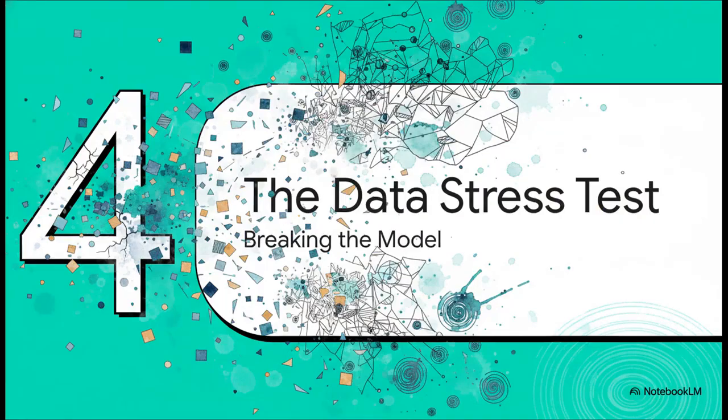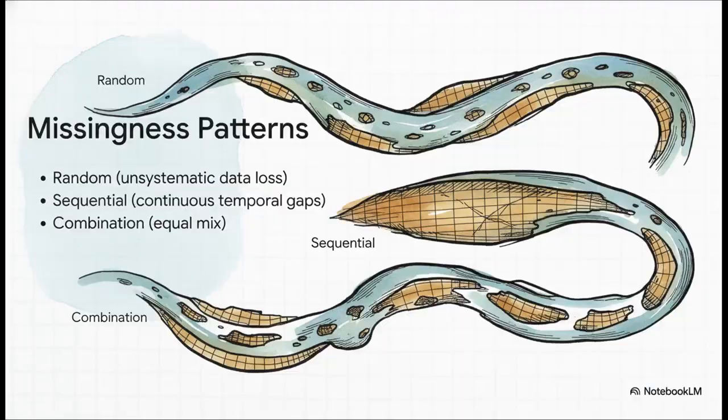Section 4. The ultimate data stress test, breaking the model. The researchers obviously wanted to know exactly how much missing data this hybrid AI could actually handle before it just broke down. So they took perfect data sets and artificially deleted data in 3 realistic patterns.